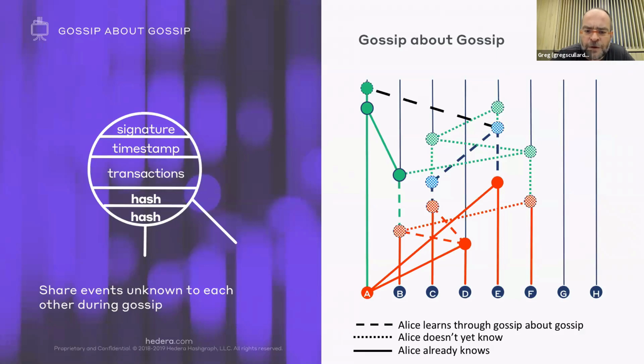Alice isn't aware of those yet, but in that conversation, Ellen tells Alice, I know this from Carol and Frank. And this is the gossip about gossip. Alice then puts those in her graph in the appropriate places. And this is the directed acyclic graph that we talked about earlier. At the same time, Alice tells Ellen of any events that Ellen doesn't know about, so that Ellen can also fill her own graph with information that she wasn't aware of.